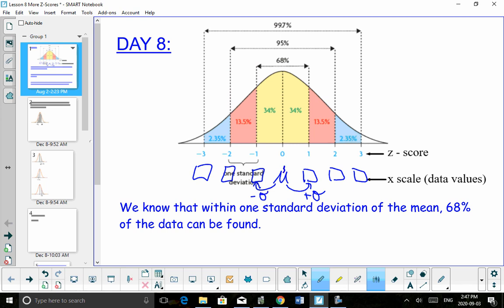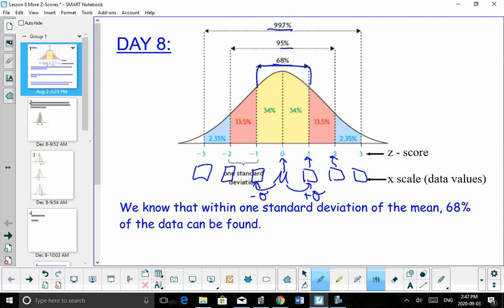Now the mean always translates to a z-score of 0. The first number has a z-score of 1 because it's one jump above the mean. Z-score of 2 because you're 2 jumps above. And then the areas, remember, it's symmetrical. So within one jump, you have 68%. Within 2 jumps is 95%, and within 3 jumps is 99.7. The reason why it's not 100% is that you may have outliers.